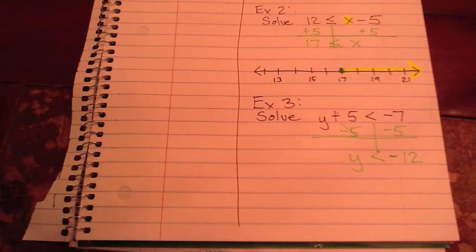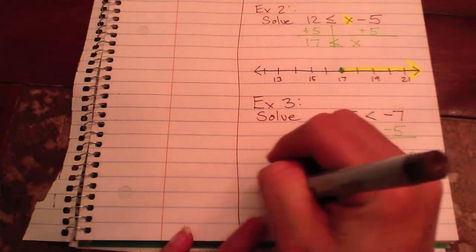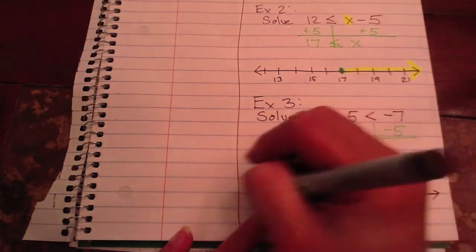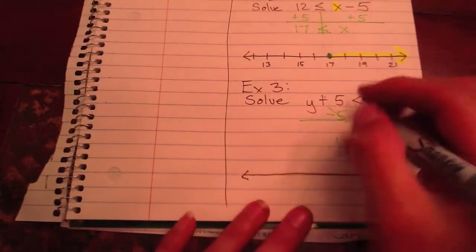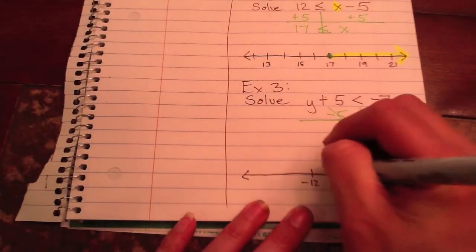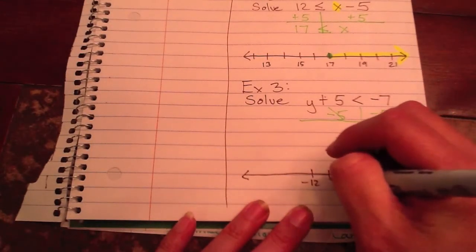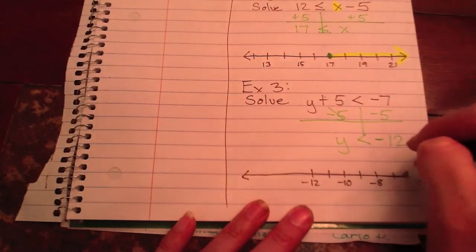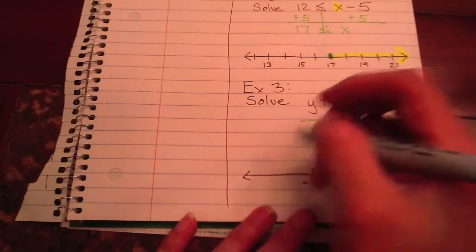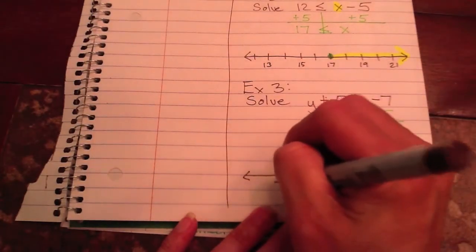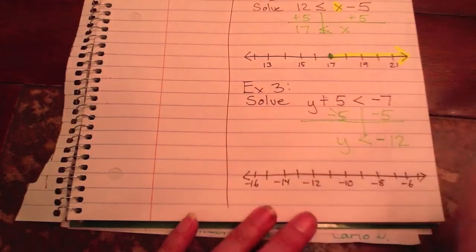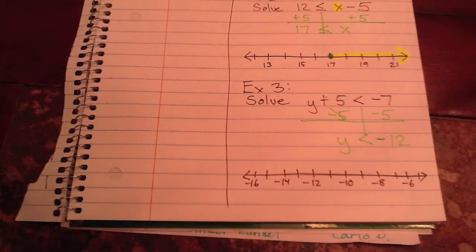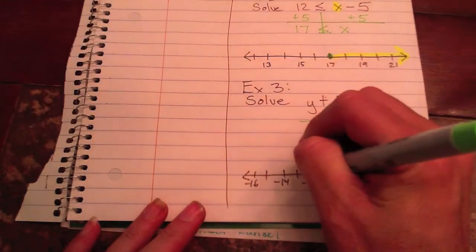And now when you went to graph it, I'm going to go ahead and start -12 about here. Remember, this is going this way. And you have to be really careful with negatives because you have to stop and think about this here. It says y is less than -12. There's no or equal to, so you're just going to put an open dot at -12.